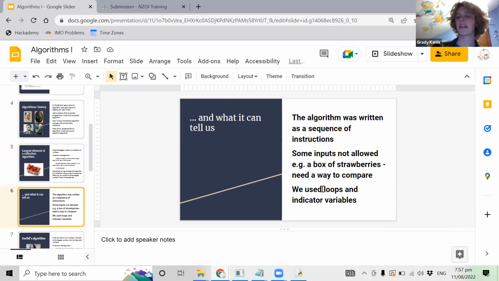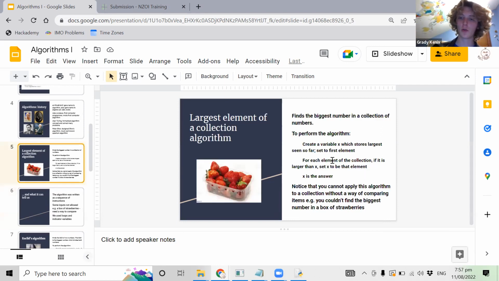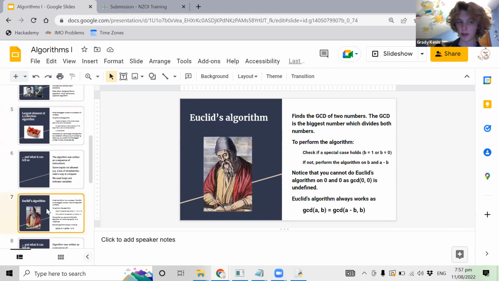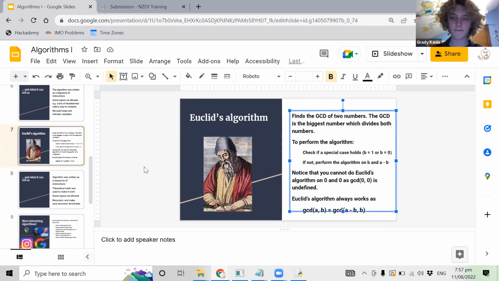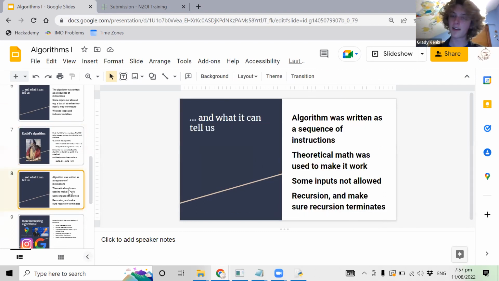And we use loops and indicator variables, two different very cool programming things. That's just a little extra for experts there. The Euclid's algorithm is more mathematical and more complicated and a lot better for demonstration, I believe. So it finds the GCD of some numbers by performing these steps. And it works because of some underlying math. So here, again, it was written as a sequence of instructions, using theoretical math to make it all work out.